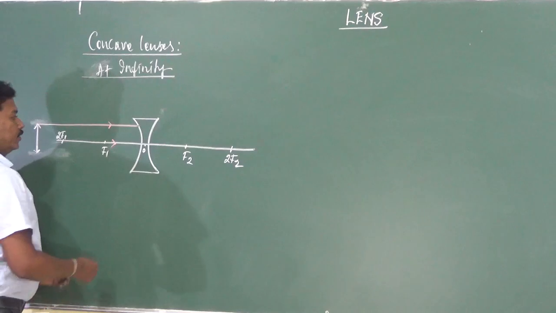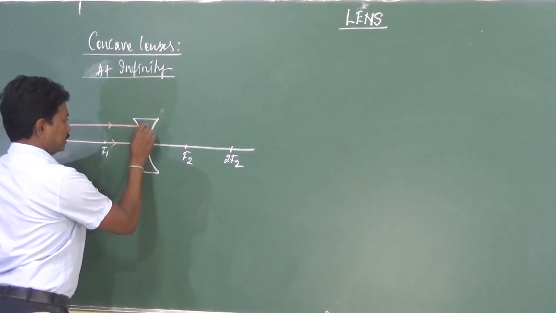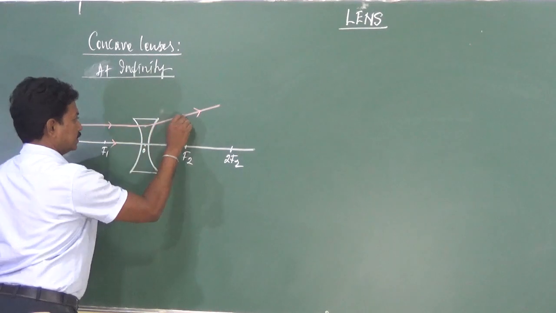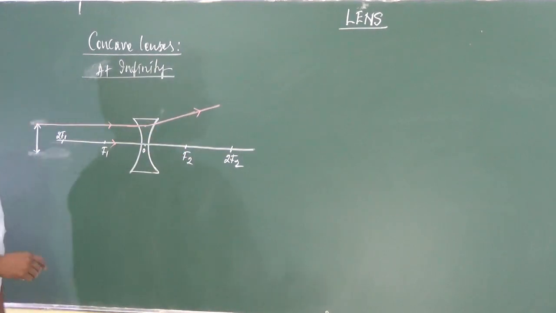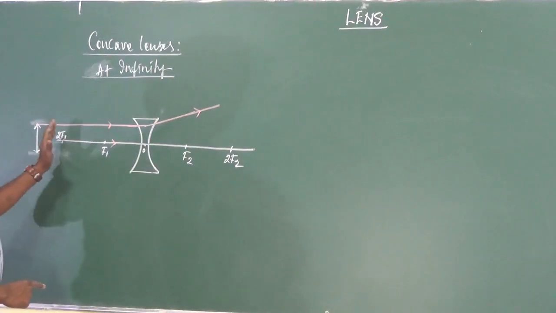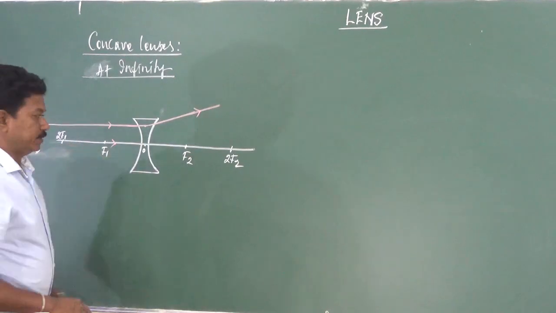So according to the rules, the light ray, as it enters from a rarer medium into a denser medium, at this point is going to get refracted and this is going to get deviated. The light ray is going to get deviated because concave lenses are diverging lenses. So therefore, whenever the light rays are incident on the concave lens, the light rays are going to get diverged.